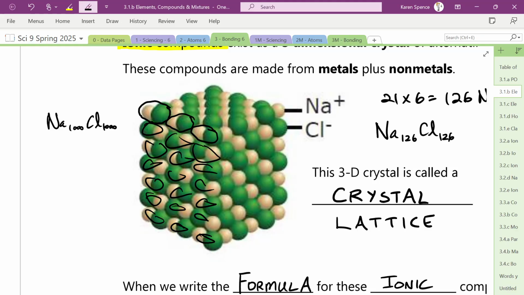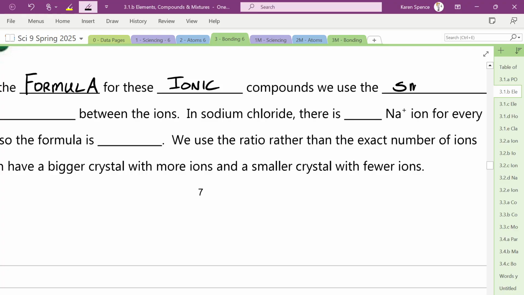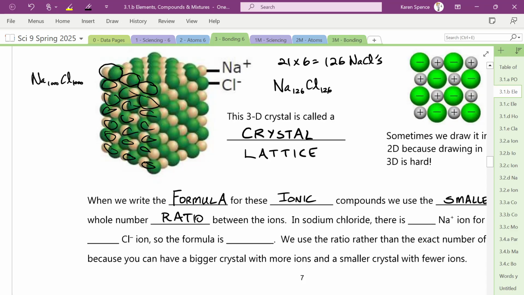And you can have big crystals and you can have small crystals. Are you ever actually going to know exactly how many sodiums and chlorides there are in any given crystal? No. So what we do is, instead of writing the exact number, we just write the smallest whole number ratio. And what's the smallest whole number ratio between the sodium and the chlorine?